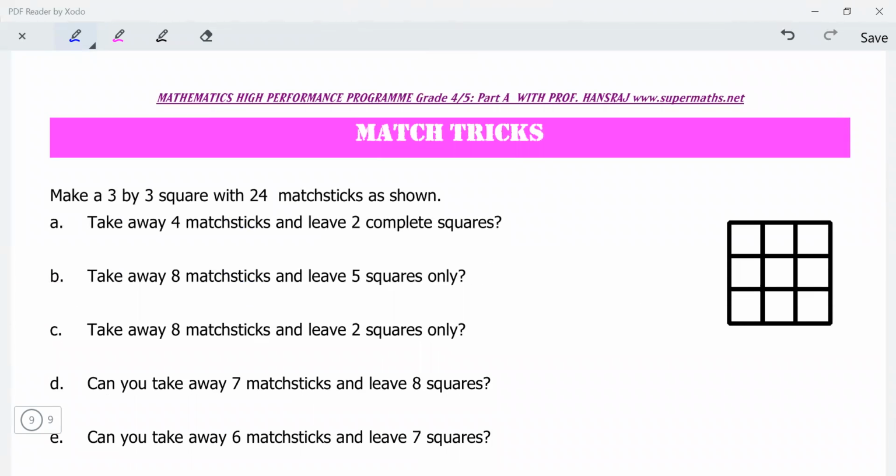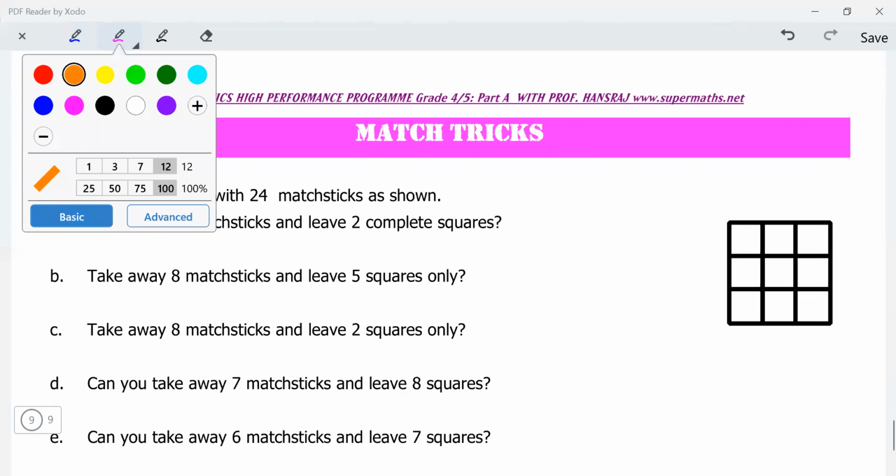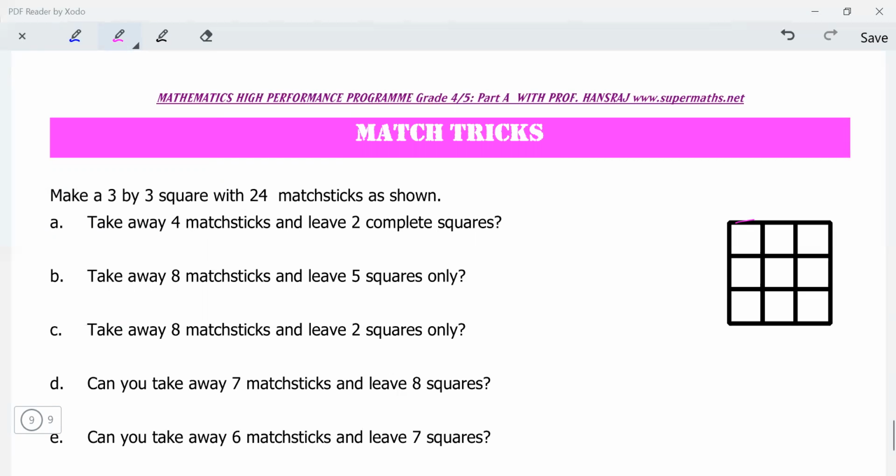How many combinations can you think up? Finally, we look at match tricks. Just like our 3x3 square at the beginning of the lecture, this time it's a 3x3 square again. So 1, 2, 3, 4, 5, 6, etc. Now, these are matchsticks. Can you take away 4 matchsticks and leave 2 complete squares? Important point is complete. So you cannot have a square like that with a matchstick dangling out there, or one on this side here. That's not complete. There must be 2 complete squares.